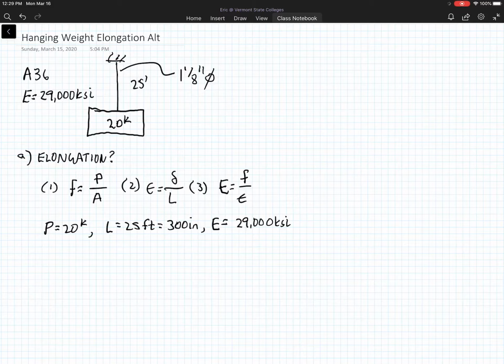Do we know anything else? We can find out the area. We know the diameter. We therefore can get the radius. So we can get the area of pi r squared, which is equal to 0.994 inches squared. So now we're going to look at our equations, and we're going to check off what we know. We know P, we know L, we know E, and we know A.